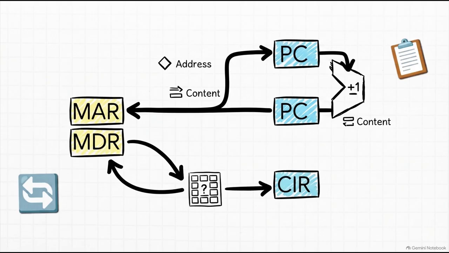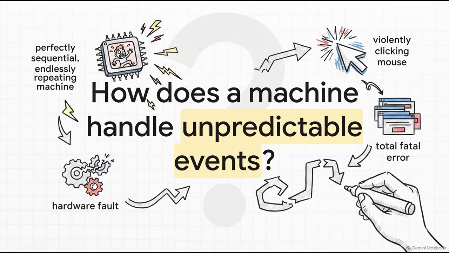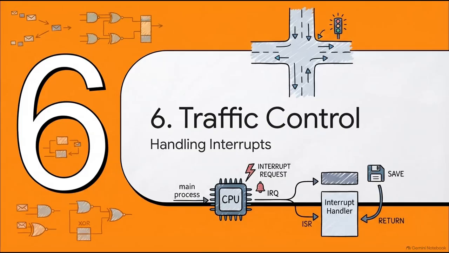See? Not so bad. So, we've got this perfectly sequential, endlessly repeating machine. But let me ask you this. How does a machine that can only do things one by one, exactly as it was programmed, handle a sudden, unpredictable event, like a hardware fault, a user violently clicking a mouse, or a total fatal error? That brings us to Section 6, traffic control, or handling interrupts.